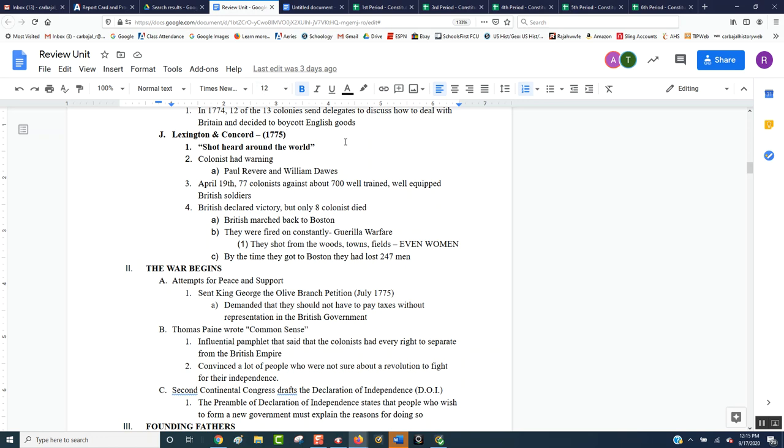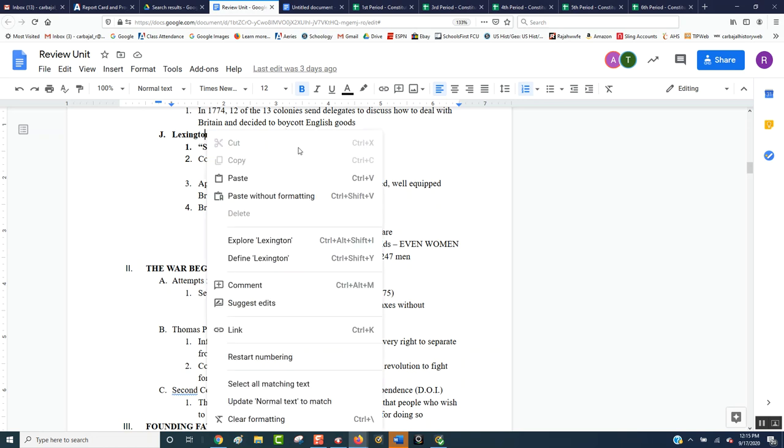Well, the British found out that this is where they were, and the army is headed to Lexington and Concord. And this is when you get the stories of Paul Revere and William Dawes riding around, basically saying the redcoats are coming, the redcoats are coming, basically saying the British are coming. And this is where you're also going to get the shot heard around the world.